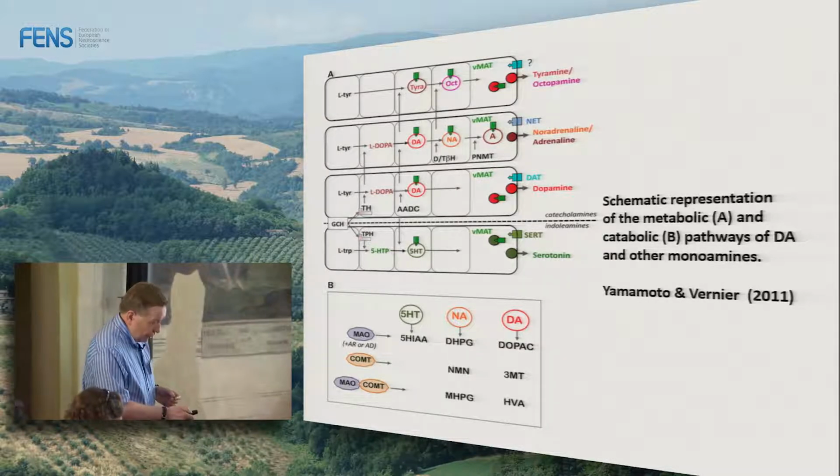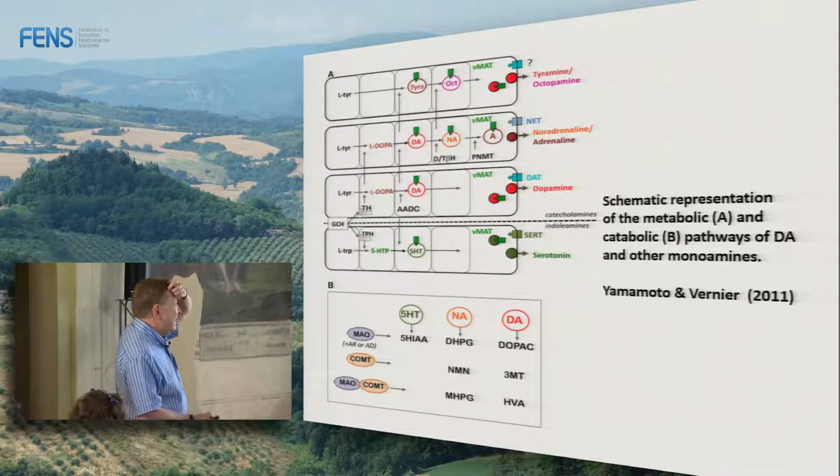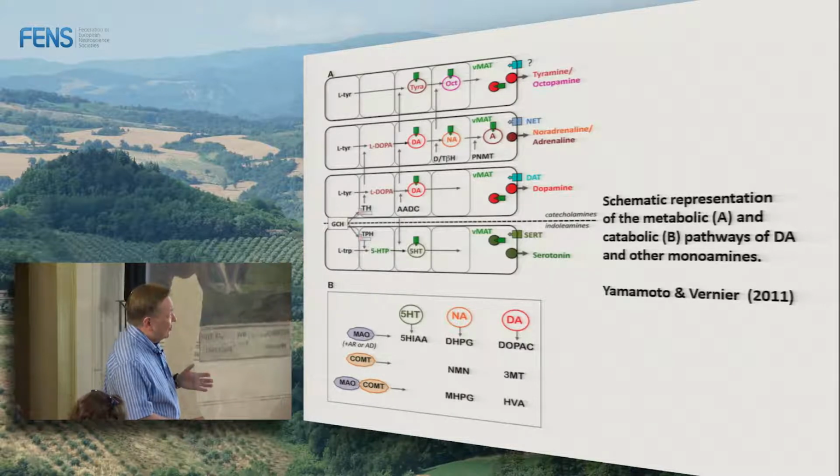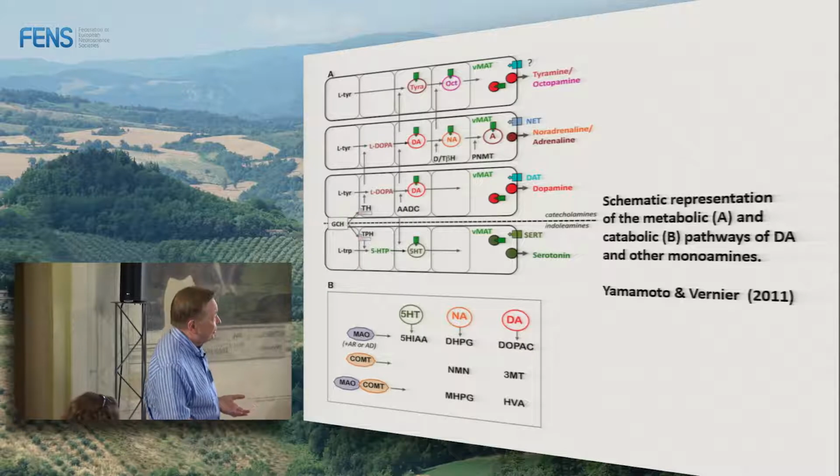And you can see what we're talking about here is the fact that I'm sure most of you are aware of, that most of these amines are synthesized from dietary amino acids, tyrosine and tryptophan. One needs various enzymes to produce a biochemical cascade to result in the transmitter.